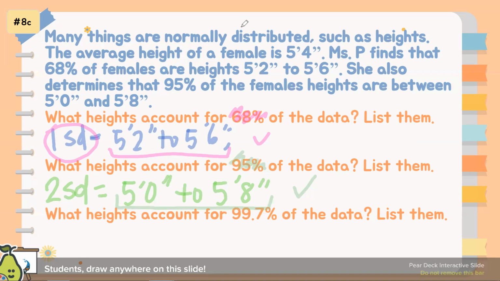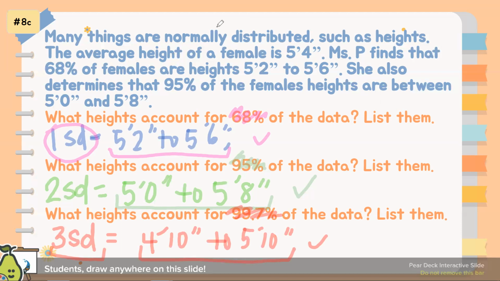And lastly, 3 standard deviations from the mean gave us the heights of 4'10" to 5'10". And within 3 standard deviations is 99.7%. So these heights are the heights that account for 99.7% of the data. Because of the empirical rule, we know this to be true.